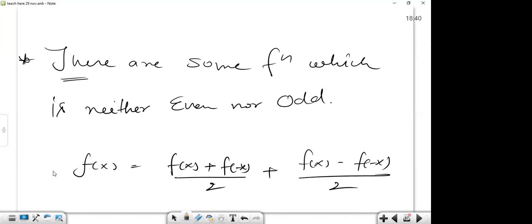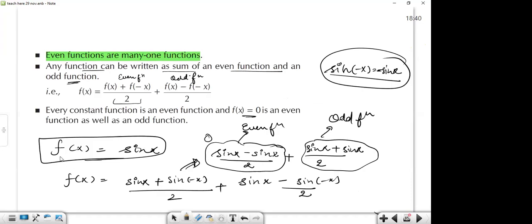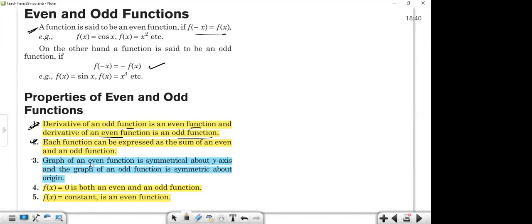Yes, sir. Okay. So this point is also: the graph of an even function is symmetrical about the y-axis. This is the y-axis, this is the x-axis, this is the origin. If you look from the y-axis, you will see similar graphs on the right hand side as well as the left hand side. And the graph of an odd function is symmetric about the origin. If you look from the origin, then the graphs will be symmetrical for odd functions.